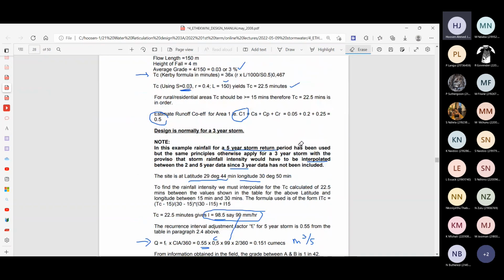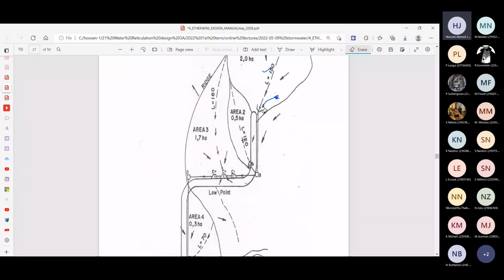Now, observe in this, we measure the concentration time for the arrival at point A. We said that that was 22.5 minutes, right? That was the time of concentration at that point over there. Then the flow enters into the pipe. We need to know the velocity of flow in that pipe, right? Because once we know the velocity of flow in that pipe, it'll take a finite time for the water to flow from A to B.